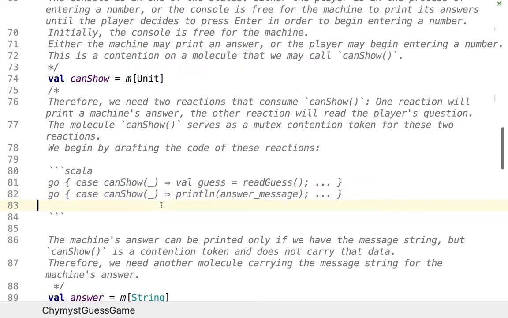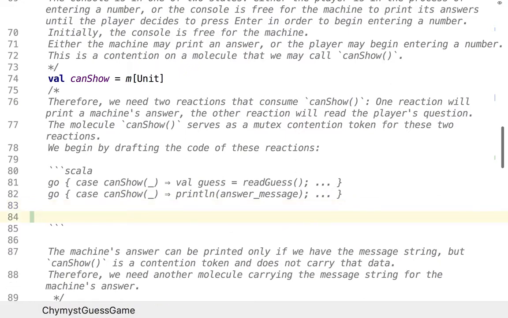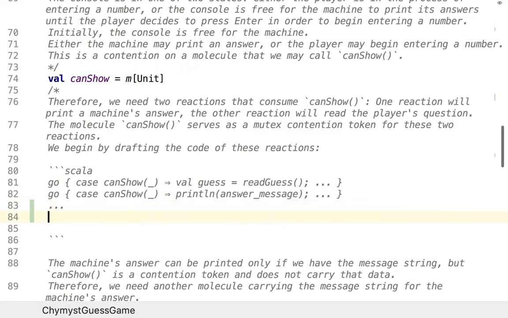And we will have to make sure that we have always a single copy of the can show molecule emitted initially. So then only one of these two reactions can run. And also we should make sure that we emit this can show back into the reaction site when each of these reactions is done. So in this way we do a mutually exclusive contention resolution.